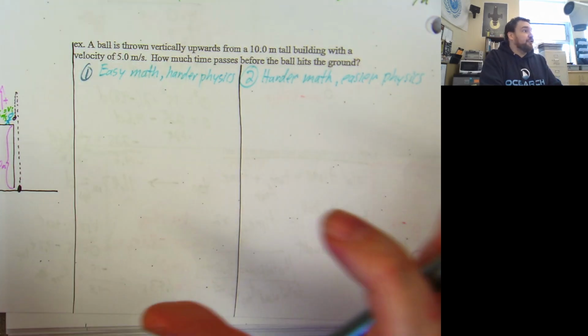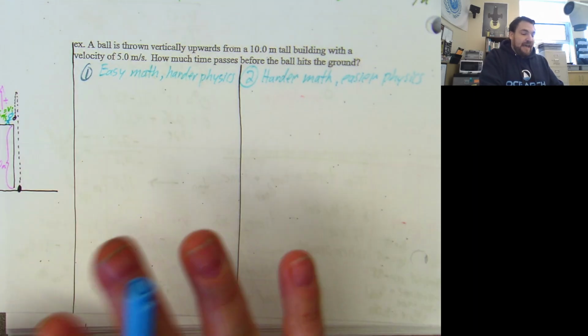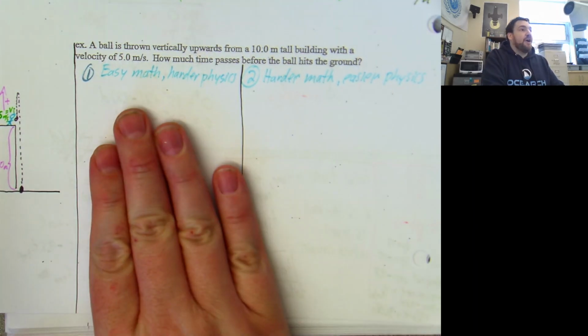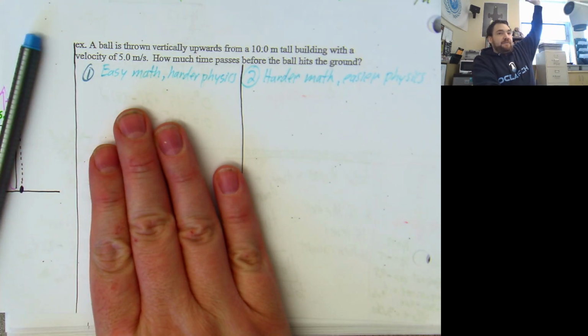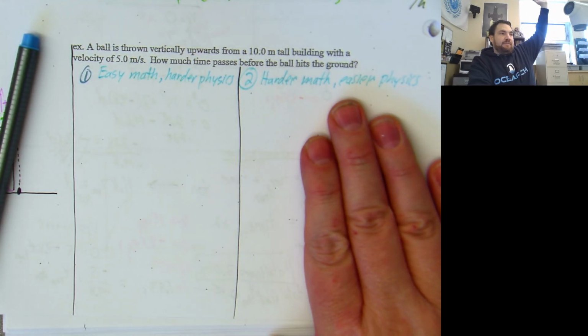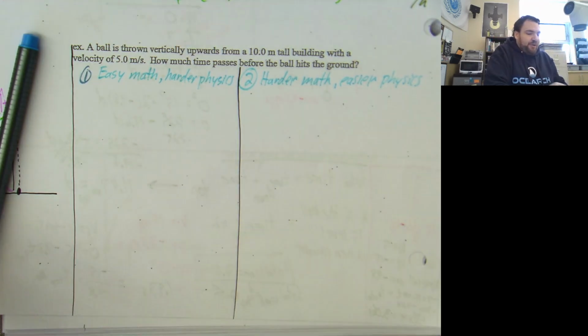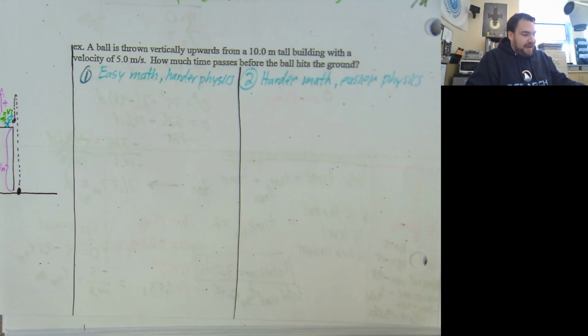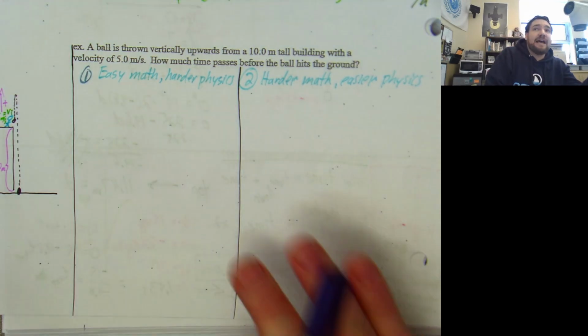Based on just my description, how many of you think that you're probably going to take the easy math, harder physics route, just by show of hands? How many of you are like, screw that, I want the harder math? Okay, well, you guys are in the minority. I'll show you both. So we're going to do the harder physics, easier math first. Here's how you set this up.